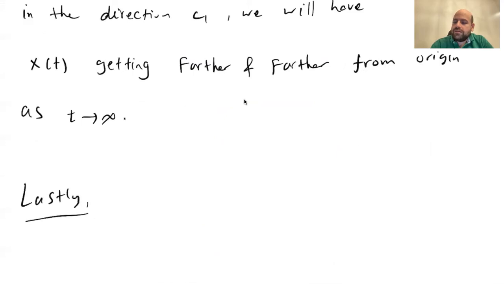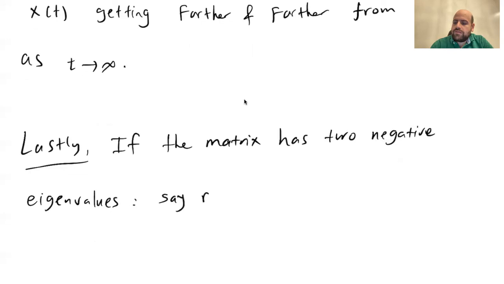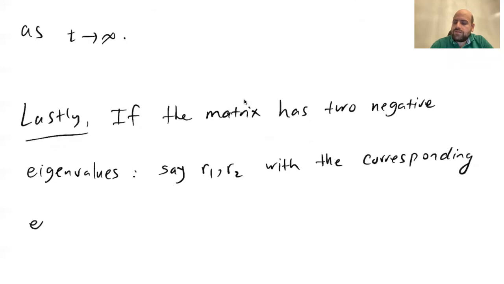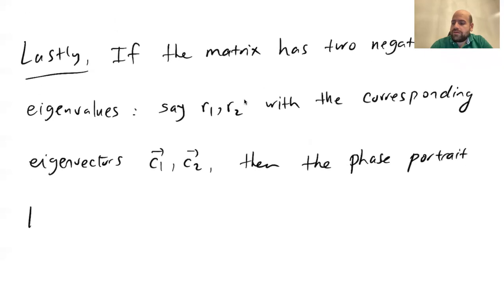So lastly, if the matrix has two negative eigenvalues, say R1 and R2, with the corresponding eigenvectors C1 and C2, then the phase portrait looks as follows.